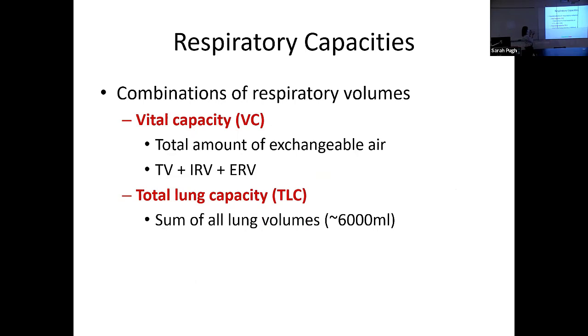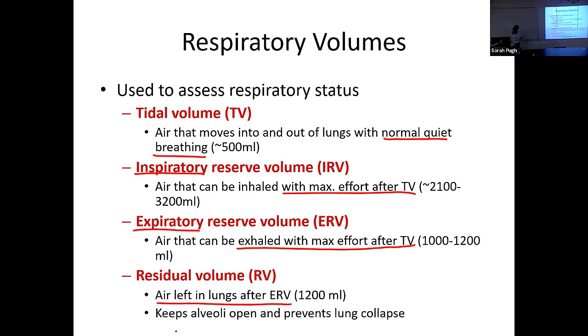Now, we also have combinations of these. Vital capacity is the total amount of air that you can exchange. So that would be tidal volume, normal breath in and out. Inspiratory reserve, how much more can you breathe in? And expiratory reserve, how much more can you blow out? That's all the exchangeable air, okay? And then total lung capacity is everything. So it is tidal volume, inspiratory reserve, expiratory reserve, and it also includes this last one on here, residual volume, everything that's left.